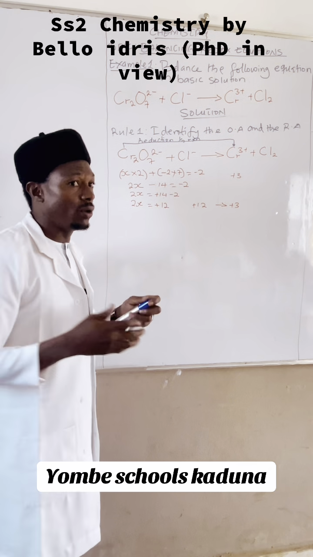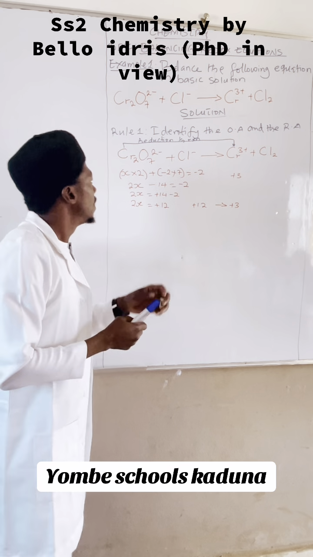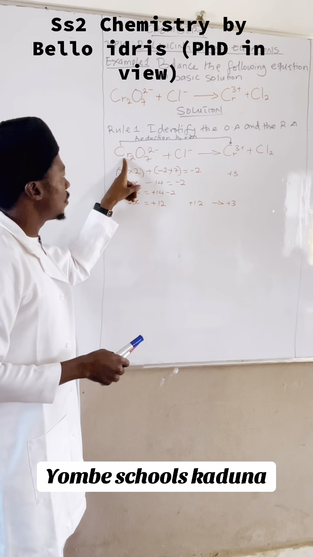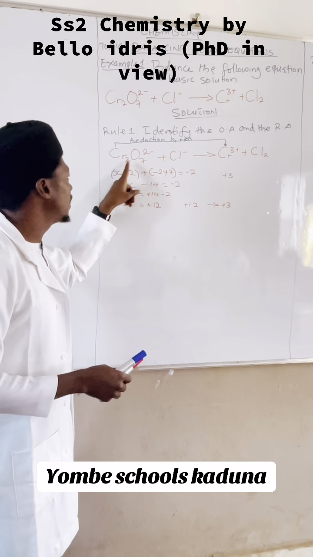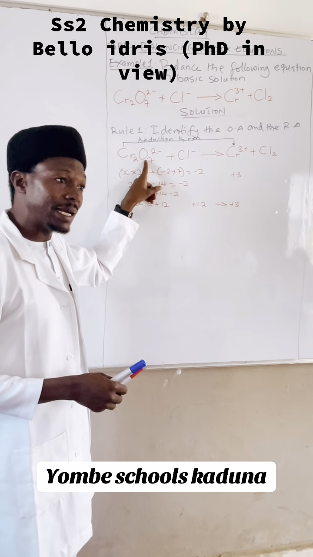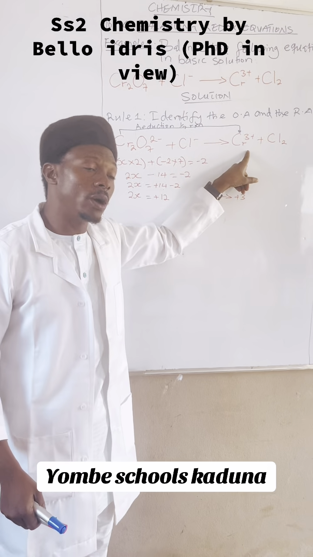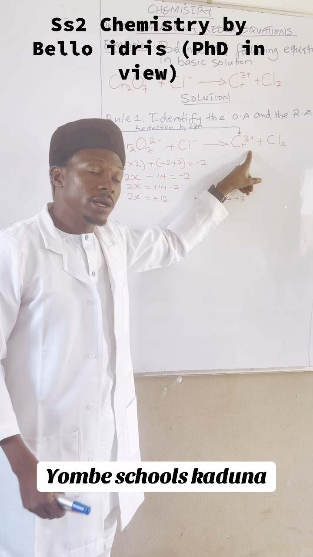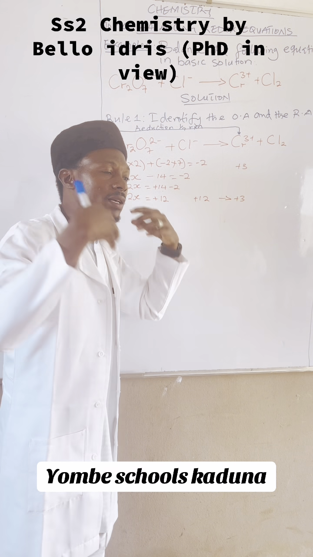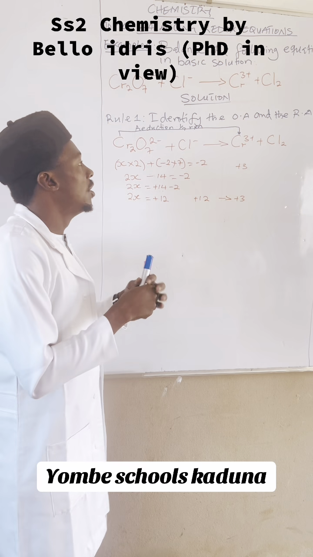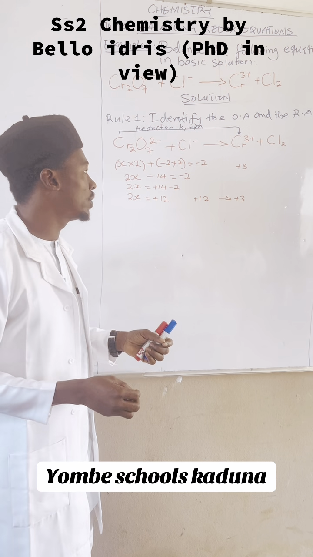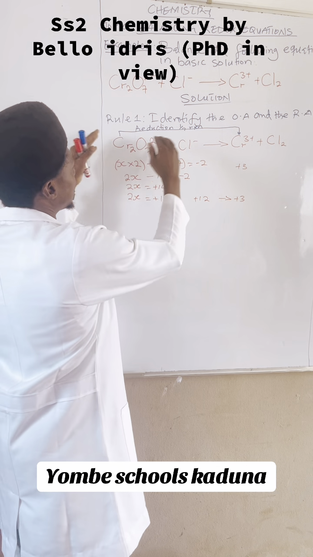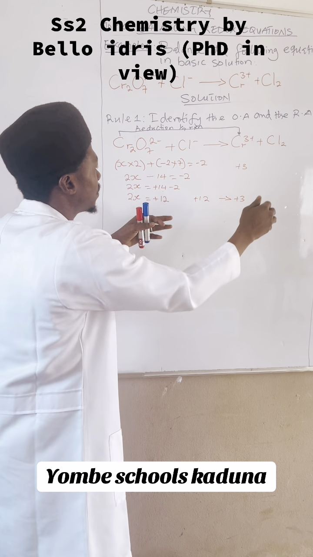And if you take the other method, look at chromium at the beginning of the reaction. How many oxygen atoms are here? 7. We have 7 oxygen atoms attached to chromium. At the end of the reaction, how many oxygen are there? All the oxygen are lost. Loss or removal of oxygen is a reduction reaction. So now we are certain that this is a reduction reaction.